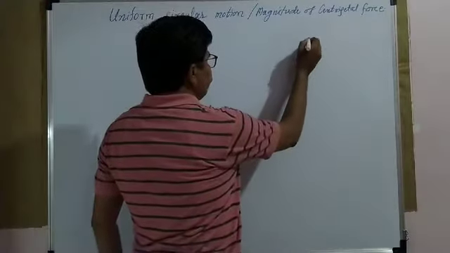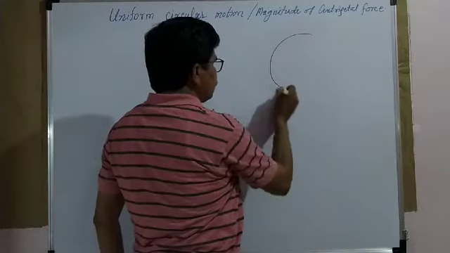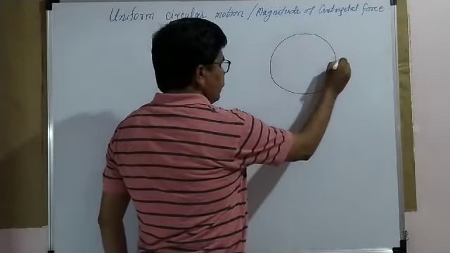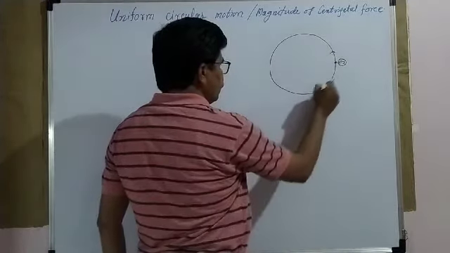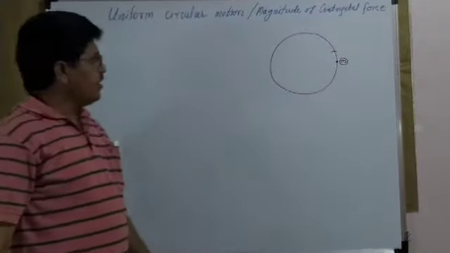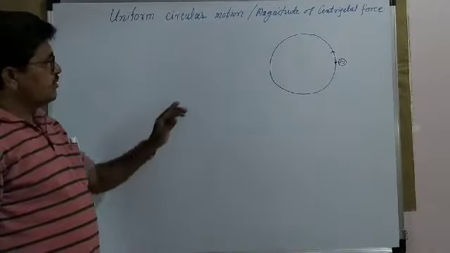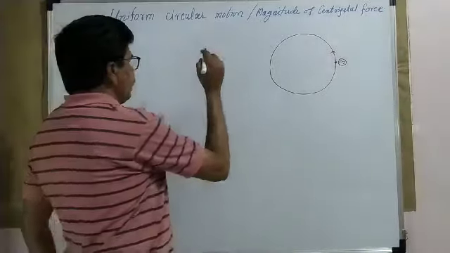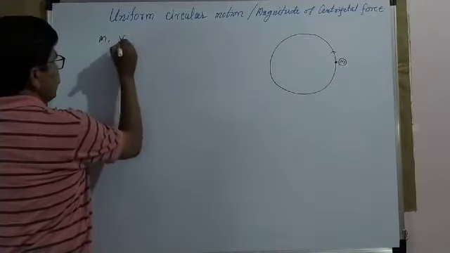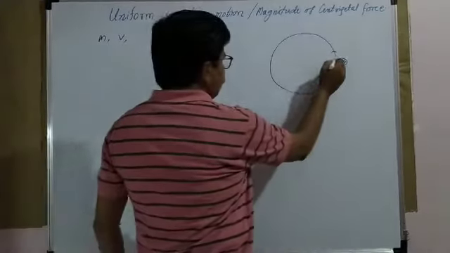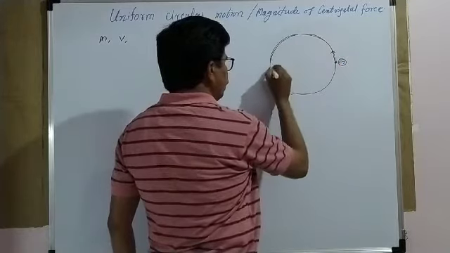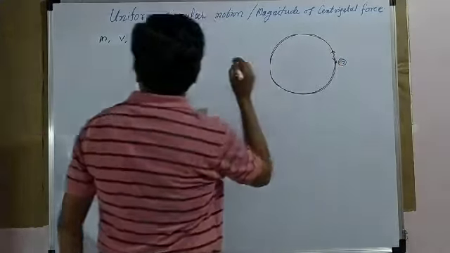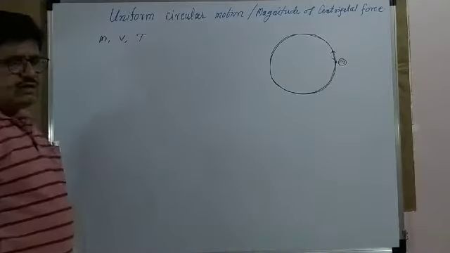Suppose any body is moving in a uniform circular motion, m is the mass of that body, and that body is moving along the circumference of a circle. That means the body is moving with uniform circular motion having mass m, and its speed is v. To complete one revolution along the circumference of the circle, the required time is t, which is the time period.